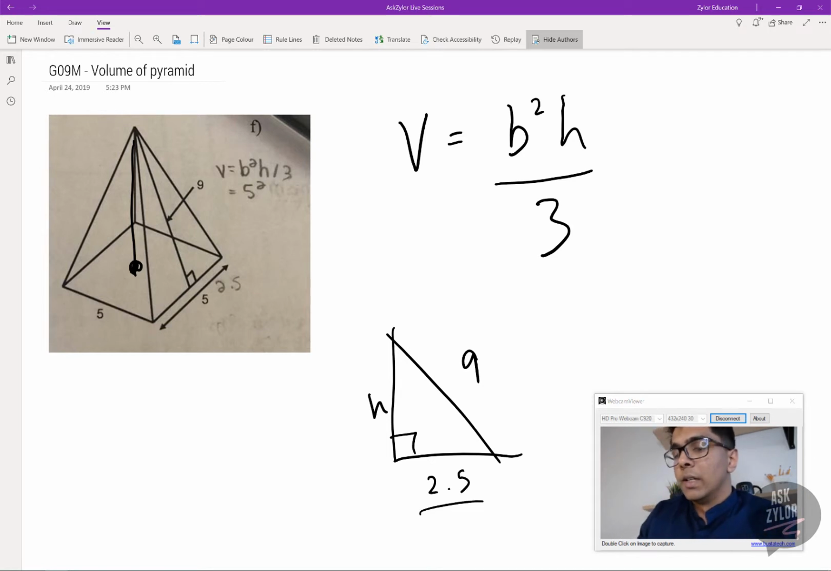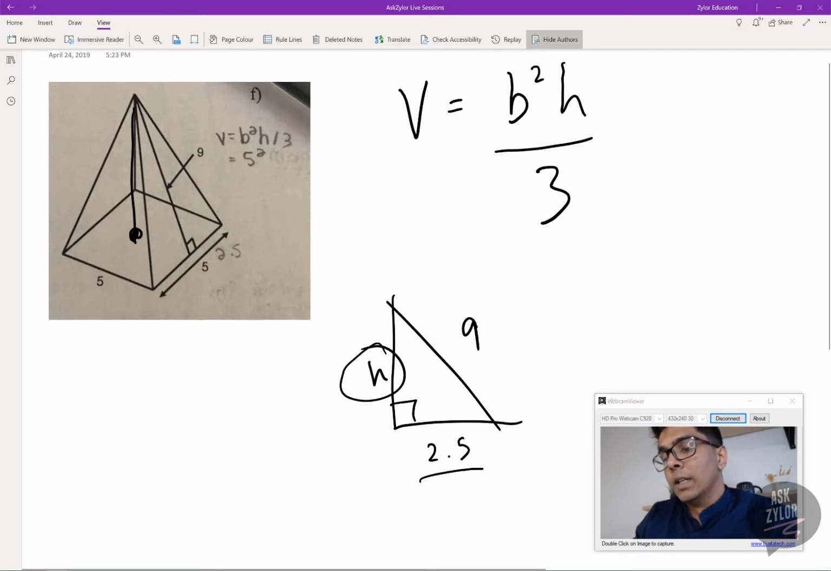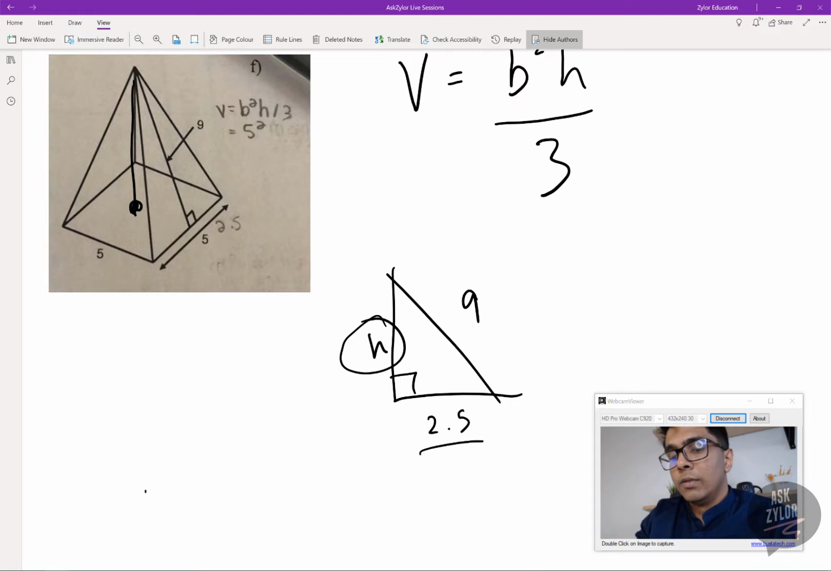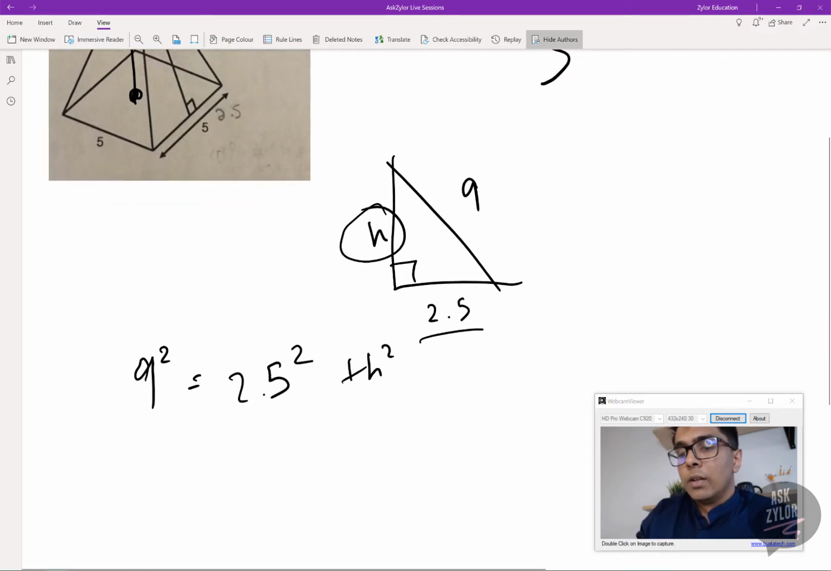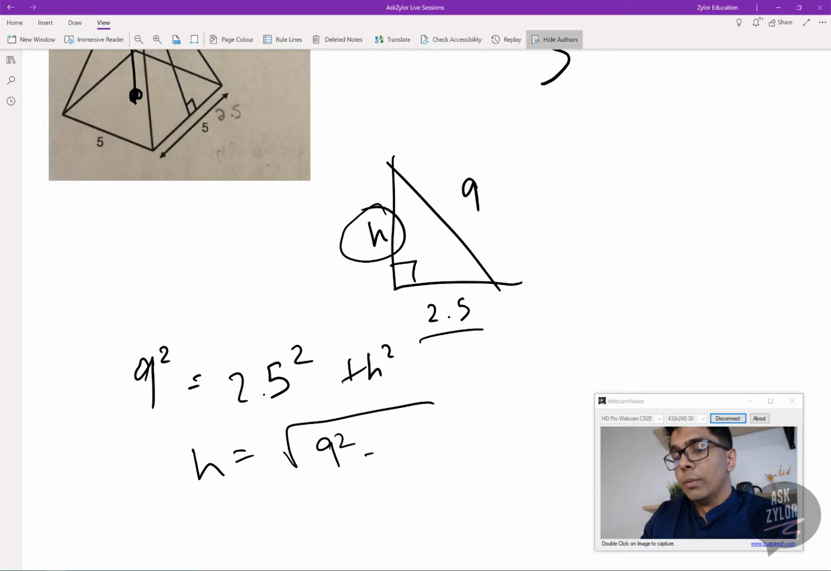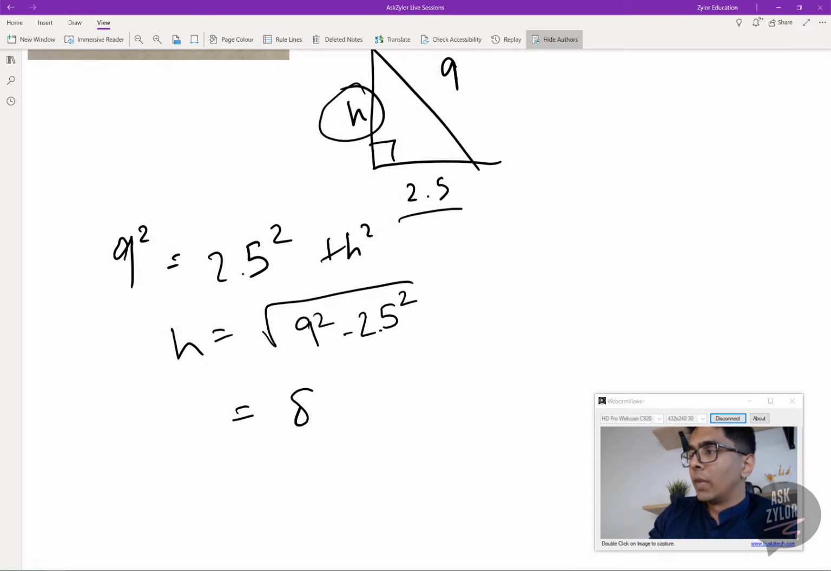So we know this is a right angle triangle, and we're trying to find what the height is, so we can use the Pythagoras theorem to solve this. So we can say 9 squared is equal to 2.5 squared plus h squared. So my h is going to be the square root of 9 squared minus 2.5 squared, which ends up being 8.64 centimeters. So that's my height.